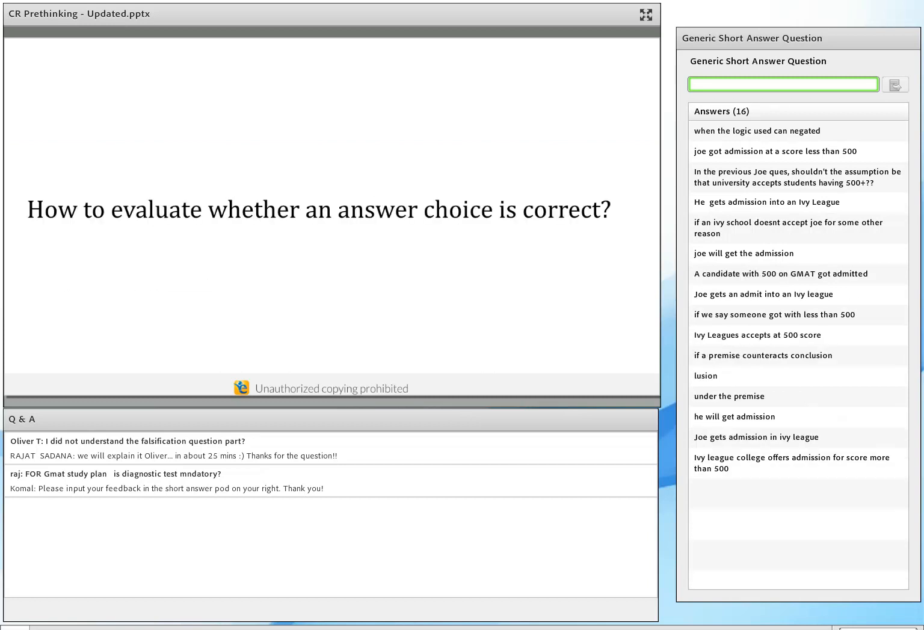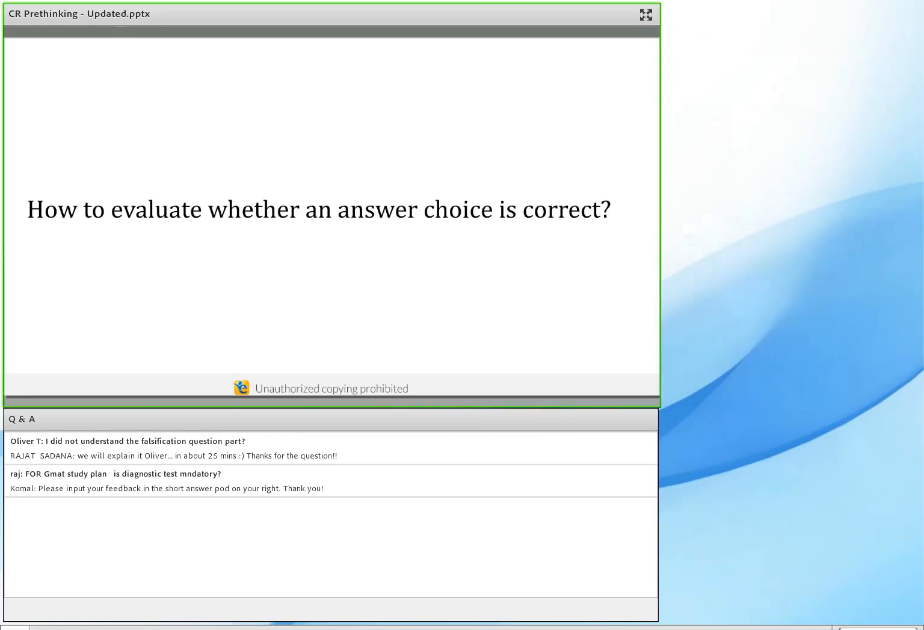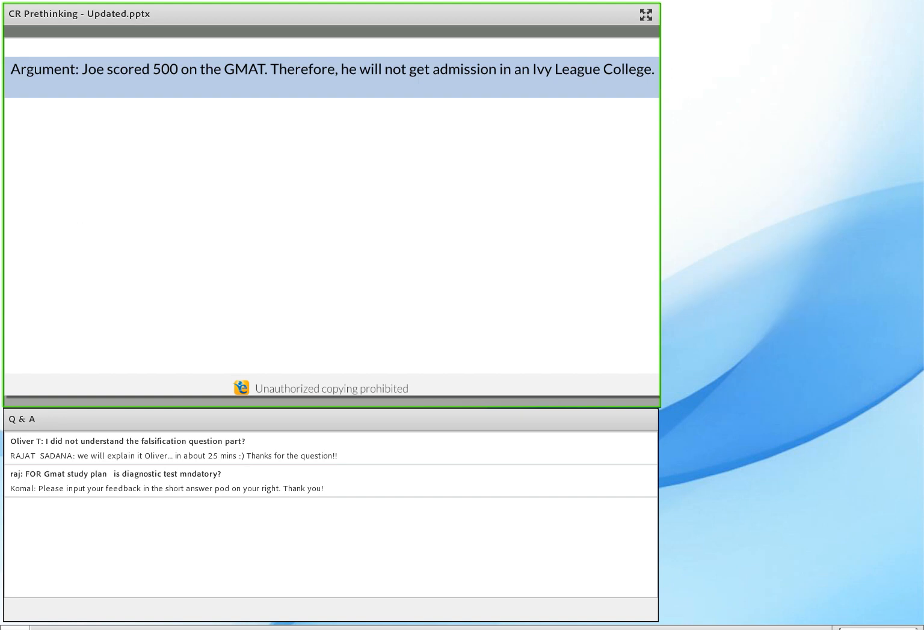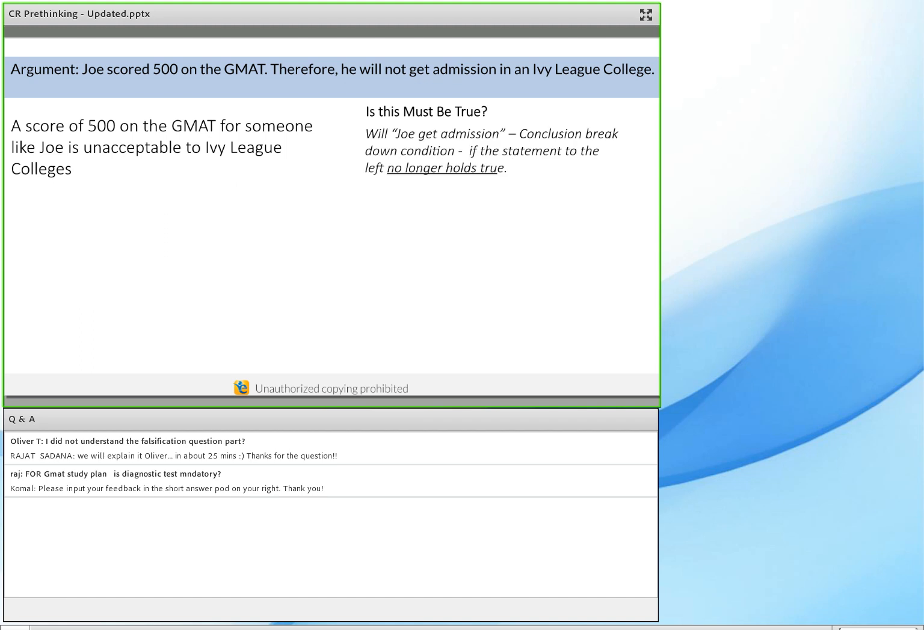Okay. So then let's think about how we evaluate whether a particular answer choice is correct. Same argument, the argument's there for you. And we said this is the assumption that we think is the correct assumption. So let's ask ourselves, is it must be true? Or in other words, the question that we are asking is, will Joe get admission, which is essentially our enumeration of the conclusion breaking down, if the statement to the left no longer holds true? So if this statement over here no longer holds true, then will Joe get admission into an Ivy League college?